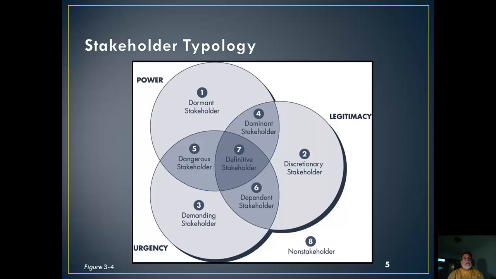In number 5, you really need to be careful with the dangerous stakeholder. The dominant stakeholder could be an issue too. Number 6 is a stakeholder who's not doing much. And finally, number 7 is the definitive stakeholder who possesses all of the traits and exhibits them at one time or another.